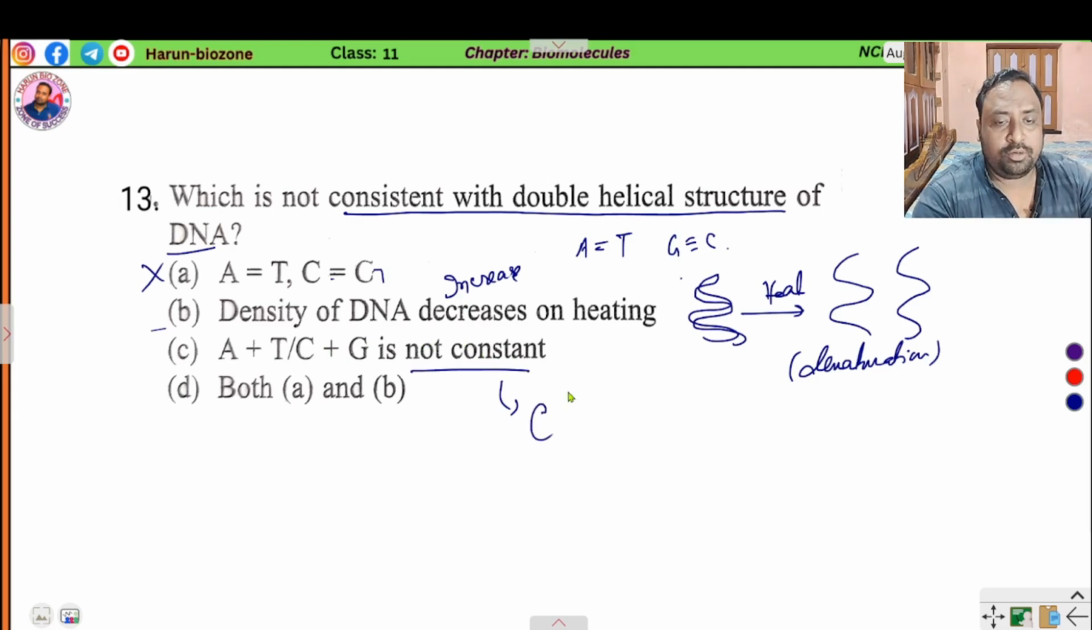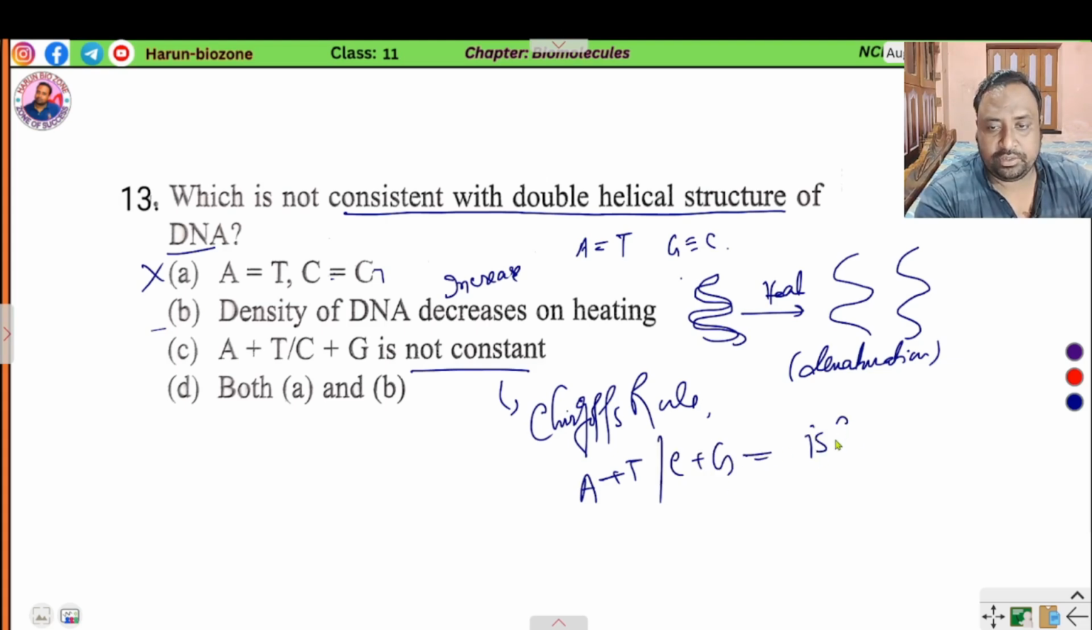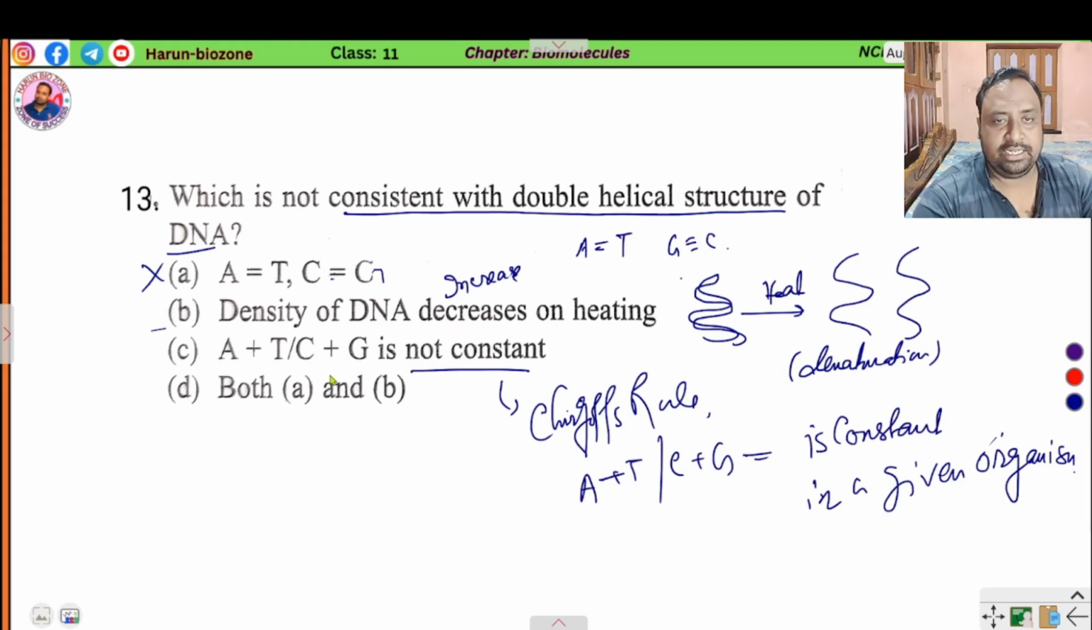Okay, this is Chargaff's rule. According to Chargaff's rule, adenine plus thymine and cytosine plus guanine is constant in a given organism. That means within one organism, adenine, thymine, guanine, cytosine are always constant. It is not consistent across different organisms. In different organisms adenine plus thymine and cytosine plus guanine are not constant, but in a single organism, every organism has constant adenine, thymine, cytosine, guanine. So here C is the correct option.